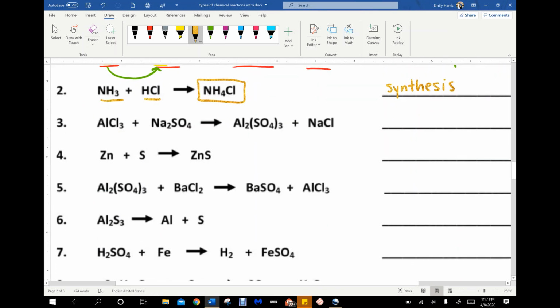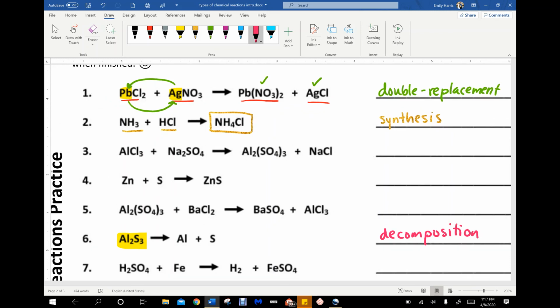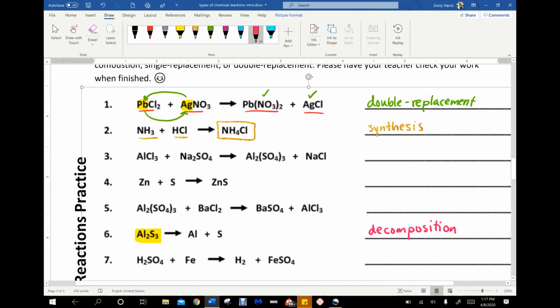Let's do number 6 right quick. So here we're starting with just one reactant and breaking it down into more than one product. All right. And so in this case, this is the reverse of synthesis, which is decomposition. And if you'll notice, these reactions haven't been balanced or completed yet. So don't worry about that. We're just trying to practice identifying the types of reactions.